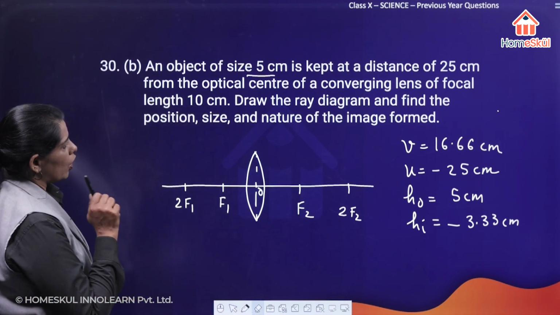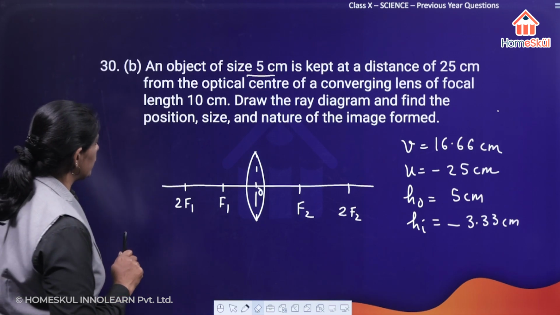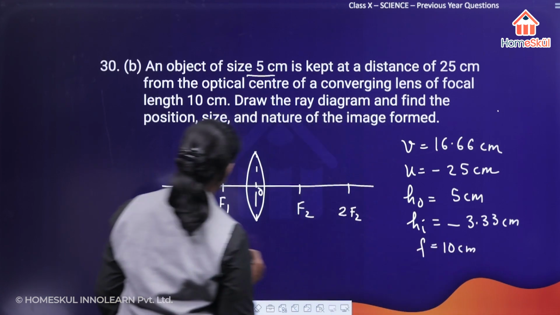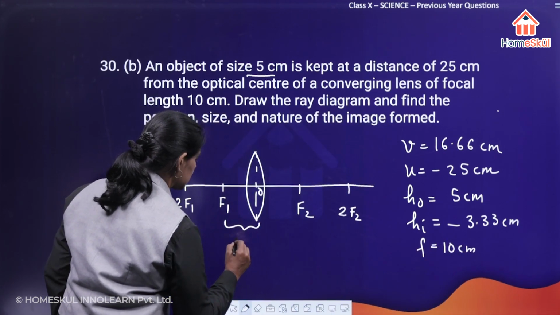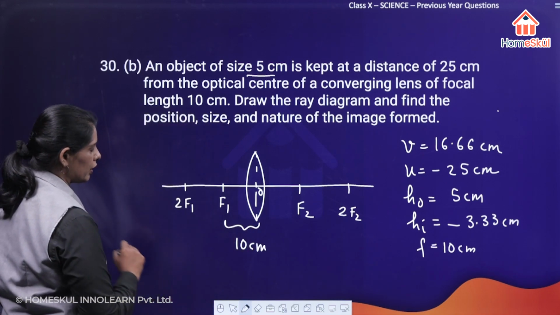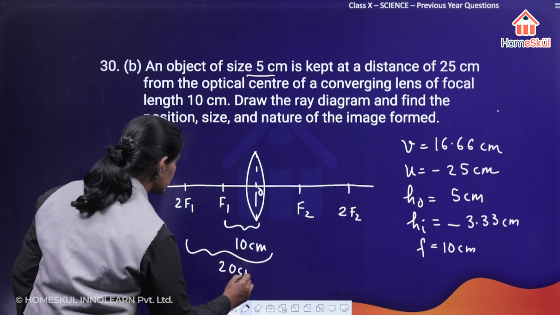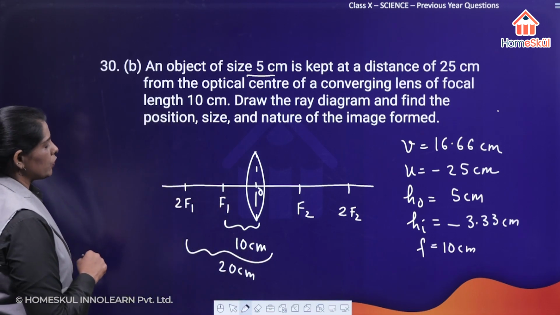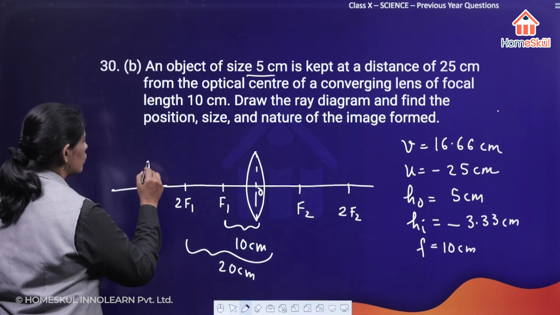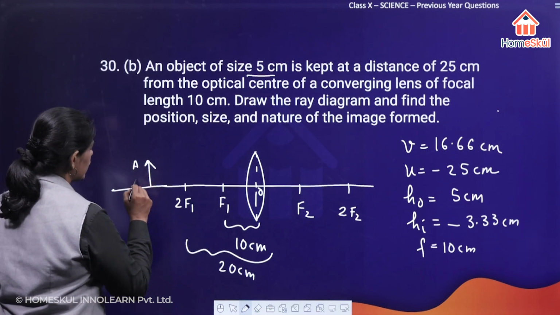Now the distance of the object is 25 centimeter and the focal length is already given to be 10 centimeter. Focal length is 10 centimeter. So here this distance is 10 centimeter, right? So what about 2F1? That will be double of it, that is 20 centimeter. And the object is kept at 25 centimeter. That means it is kept beyond 2F1. Okay, so this is our object.